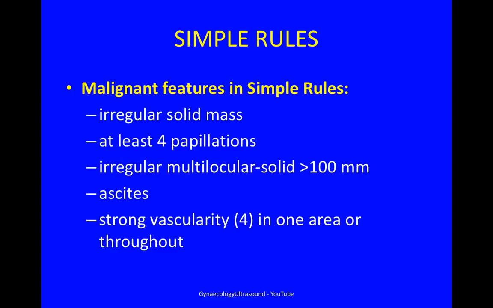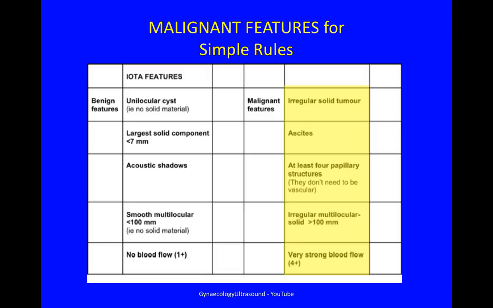If it's not immediately obvious, then there are simple rules to help you. The malignant features in simple rules are irregular solid mass, at least 4 papillations, irregular multilocular solid greater than 100 mm, ascites, and strong vascularity in one area or throughout the mass. And this is a schematic showing benign and malignant features to use in simple rules.